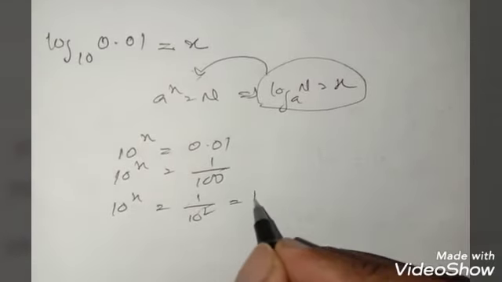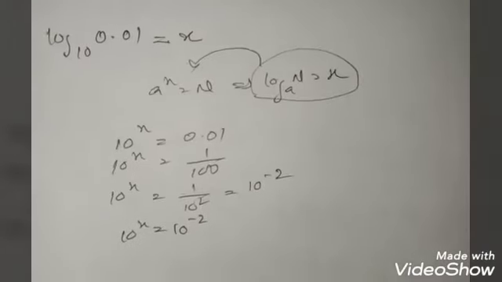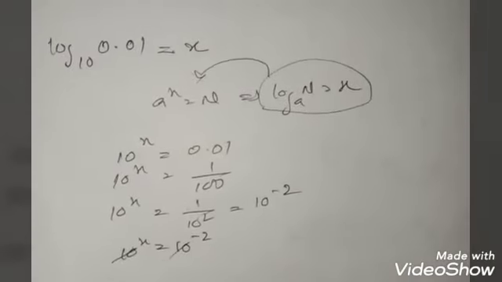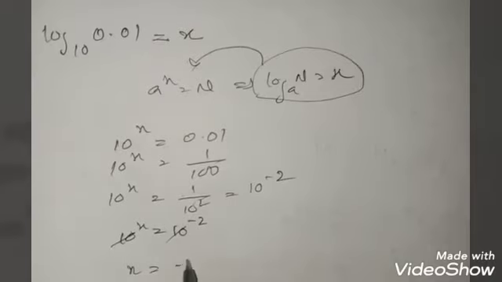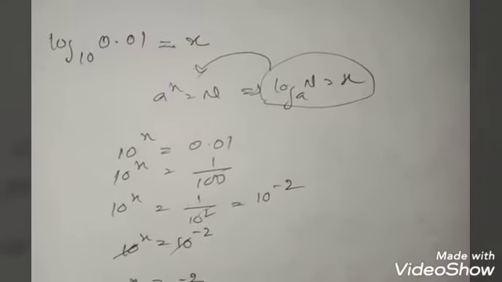This 1 by 10 squared I can write as 10 to the power of minus 2. That is 10 to the power of x is equal to 10 to the power of minus 2. Now cancel your base, as the bases are equal. So x is equal to minus 2. So like this we are finding any decimal values, right?